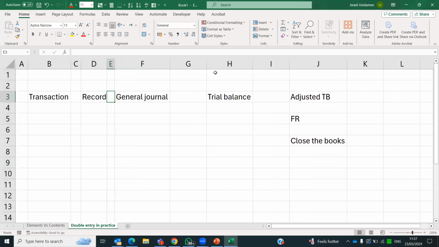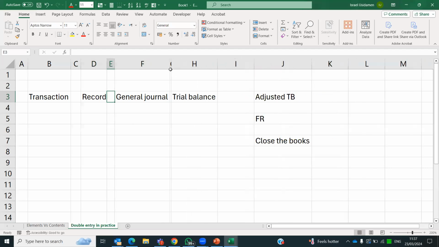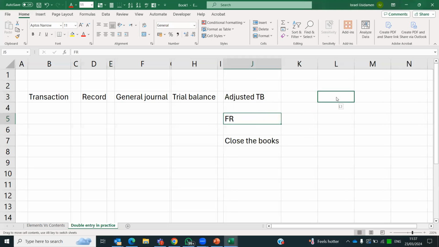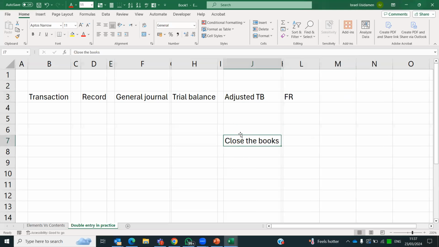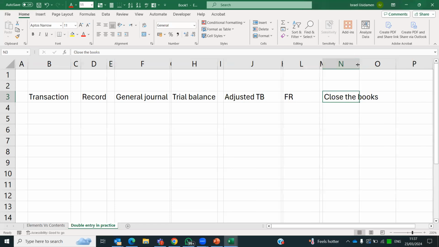Mr. Prosper actually puts it well, so let's use what he has suggested to us: from transaction to closing the books. FR is financial reports, that's what I mean there.